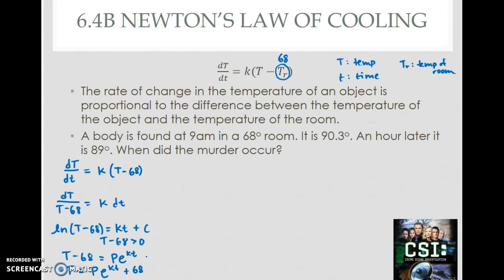And then my temperature is equal to P e to the kt plus 68, but I have a whole bunch of variables. I don't know what my initial temperature is, and I don't know what my k is. So the way I'm going to figure that out is I'm going to use this given information. T equals 0, I'm going to call the 9 a.m. time. And at that time, the temperature is 90.3 degrees. So I'm going to fill that information in, and use that to figure out what P is. So 90.3 is equal to P e to the k times 0, which is P times e to the 0, plus 68, which means P is equal to 22.3.